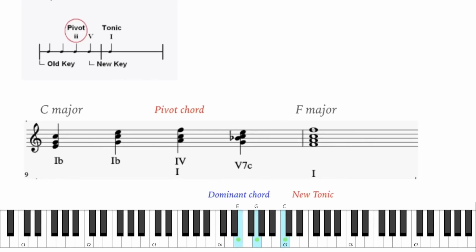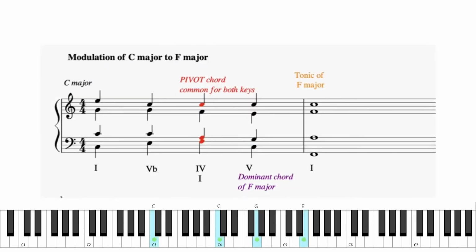C major. Start C major. This is a pivot chord. F major is a pivot chord. And then this is a dominant to F major. Okay. Another example of modulation from C major to F major, written in 4 parts. Listen to this one.